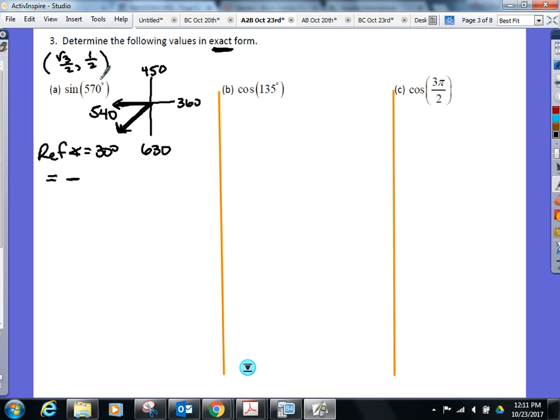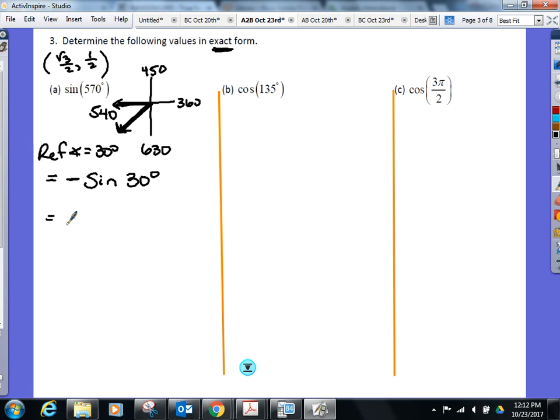Everyone agrees? So negative sine, the reference angle was 30. These two are the exact same things. Take a look. Sine of 570. Where'd that negative come from again? Third quadrant, sine's negative. Where'd that 30 come from? That's my reference angle. Okay. Let's finish this off now.